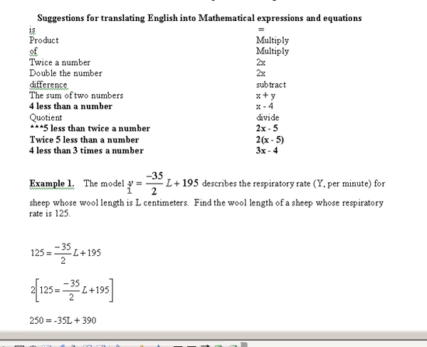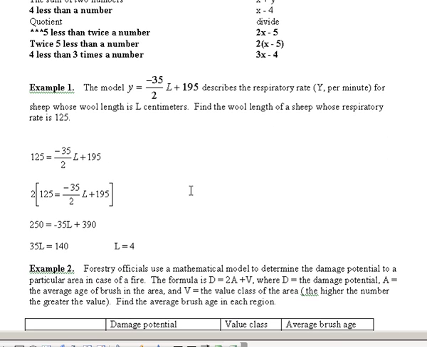Well, y stood for the respiratory rate, so my first step is to substitute the 125 in for y. So I did that right here. Now to get rid of this fraction, I multiply everything by the common denominator of 2. And multiplying everything by 2, I get 250. And then the 2 times minus 35 is negative 70 divided by 2 is negative 35, or you could have said 2 goes into 2 one time, the negative 35 is negative 35L, and 2 times the 195 is 390.